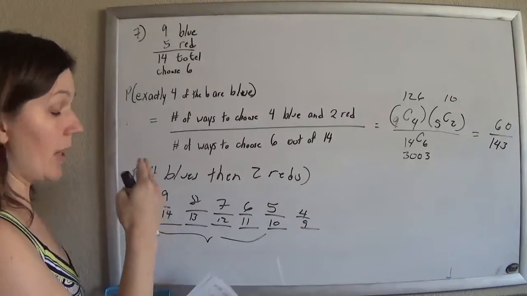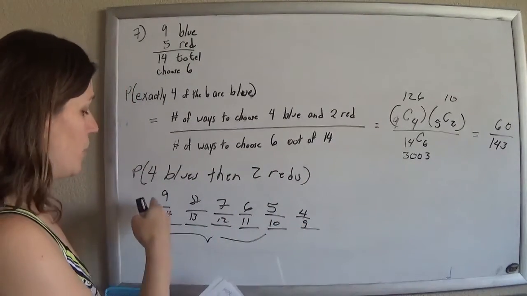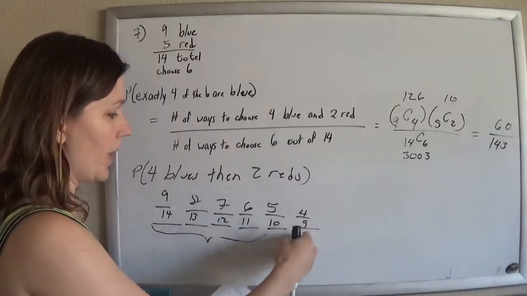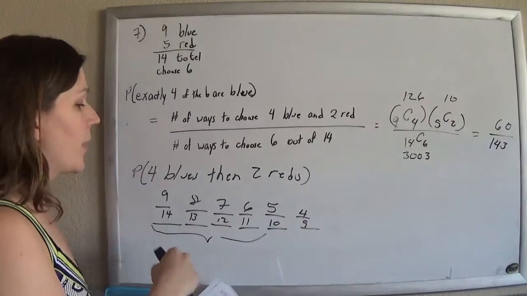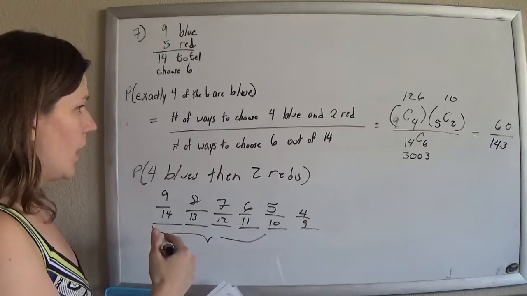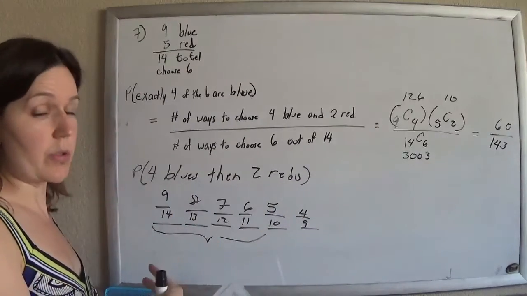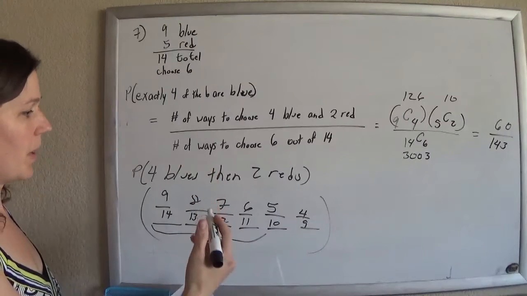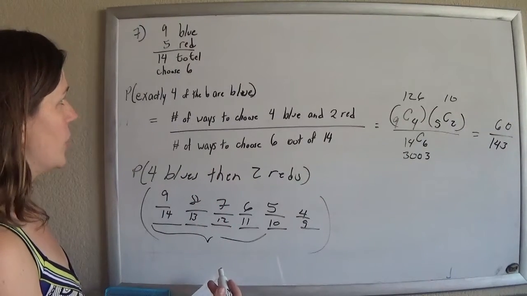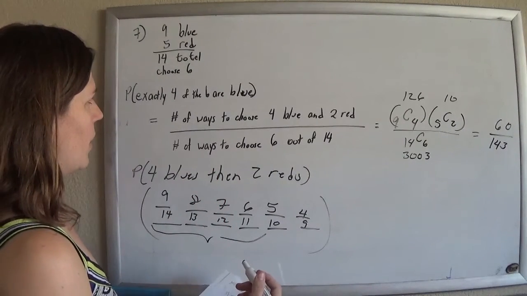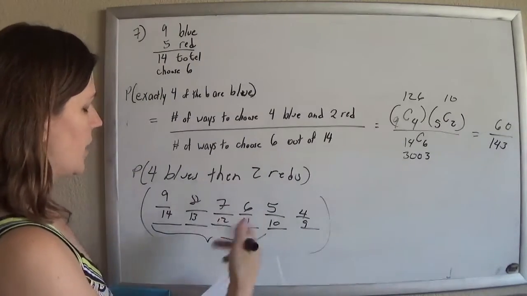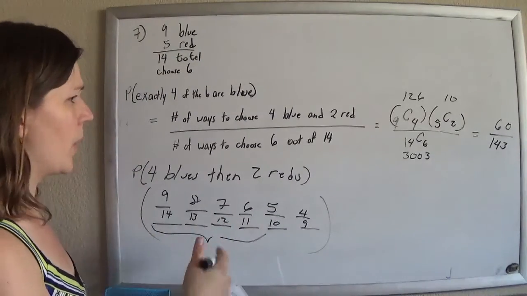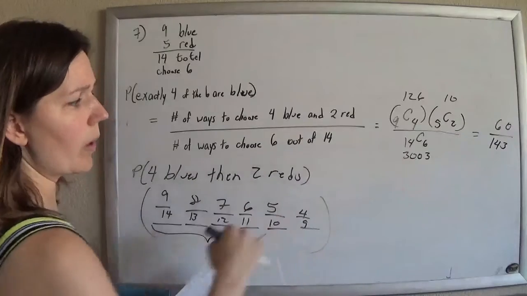The order kind of matters here, right? You do blue, then blue, then blue, then blue, then red, that's the probability. But we didn't care what order we chose those blue fireworks, so you would have to multiply this by the number of ways to order your fireworks. So it's a little bit easier to just go that way.